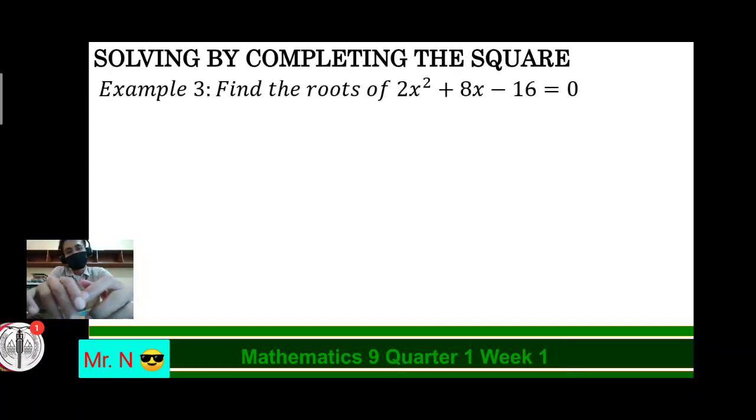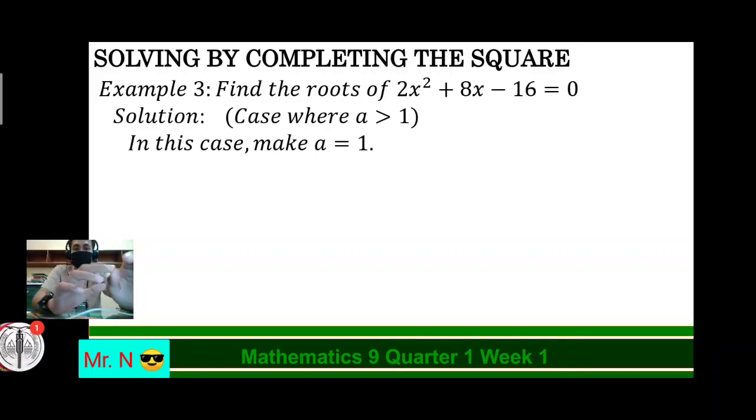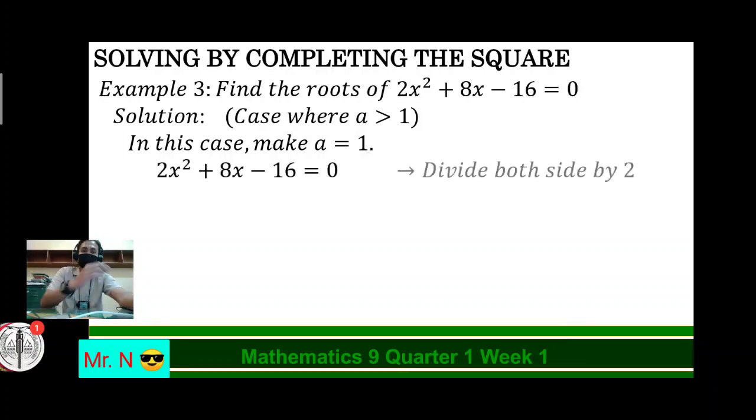Find the roots of 2x squared plus 8x minus 16 is equals to 0. Okay, so we have this case where a is greater than 1, meaning to say, we should make it first as equal to 1. So, we should make a be equal to 1. So, to do that, since katabi niya sa x squared, ang pinaka-way na gagawin natin is we should divide, no, the whole equation or both sides of the equation by 2. Okay, so we're going to divide both sides of the equation by 2.